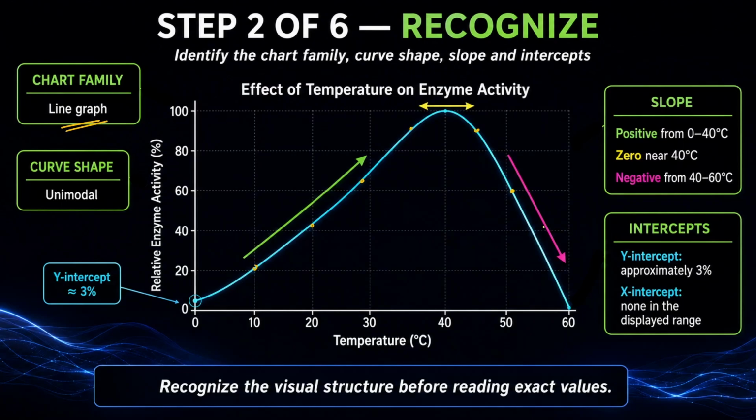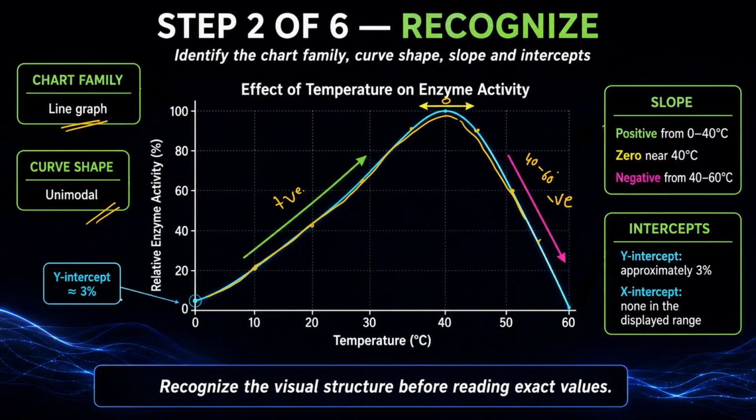Next, observe the curve shape. The graph has a unimodal shape, meaning it rises to a single peak and then falls. Now look at the slope. From 0 to 40 degrees Celsius, the slope is positive because enzyme activity is increasing. Around 40 degrees Celsius, the slope becomes 0 because the graph reaches its highest point. From 40 to 60 degrees Celsius, the slope becomes negative as enzyme activity decreases.